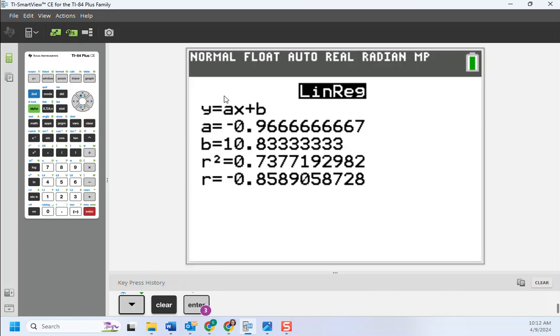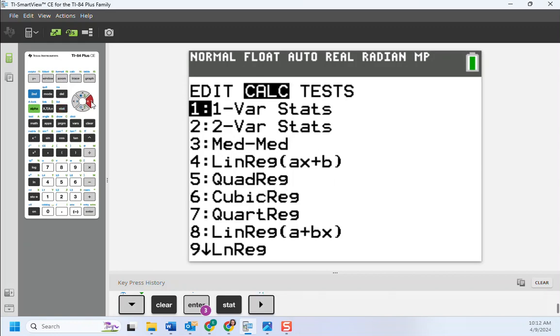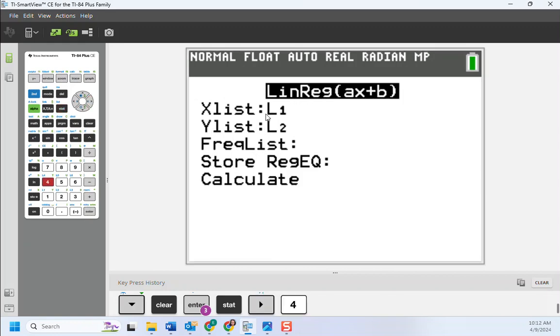Now, because I turned my diagnostics on, I have the R squared and the R value. Is there anybody who does not have an R squared or R value when you do your linreg? If you don't have that, you would go back and turn on your diagnostics, and I can show you how. Wait, do we put anything for store? Stats, calculate, oh no. So just make sure L1's in X list and L2 is in Y list.